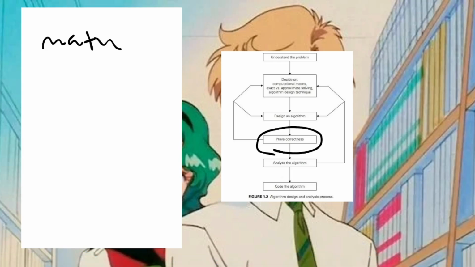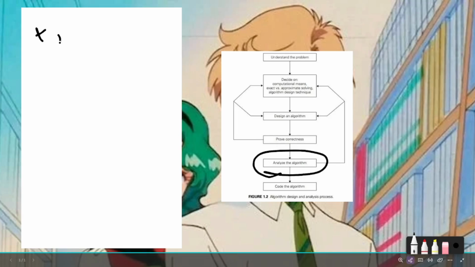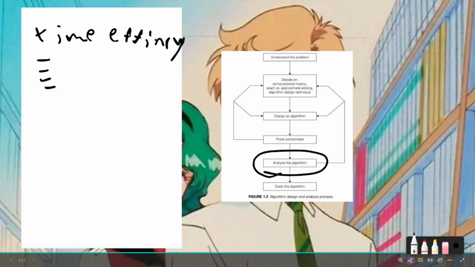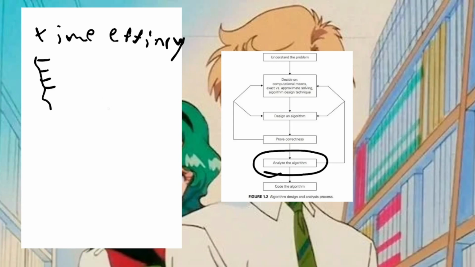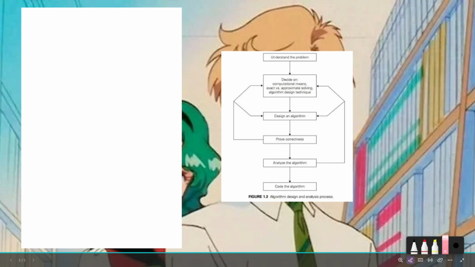And then, of course, after that, we move on to analyzing the algorithm. Now, the most important thing that you're going to be analyzing is the time efficiency, how long your algorithm takes to run. And you're not doing this in actual time, like milliseconds or anything. You're doing this in the number of instructions it's going through. And that's described with this whole math thing that we'll talk about in the next section as well. And then finally, you code it.